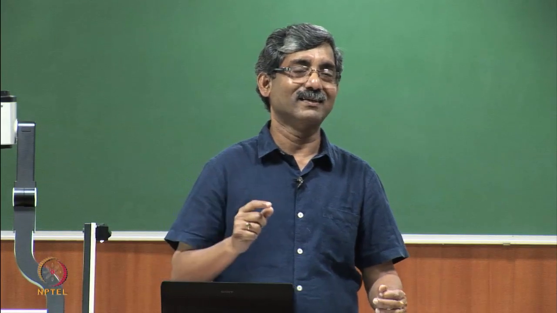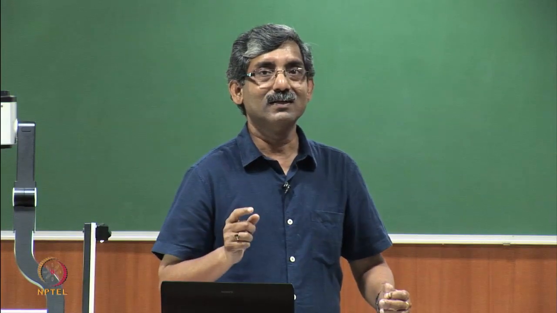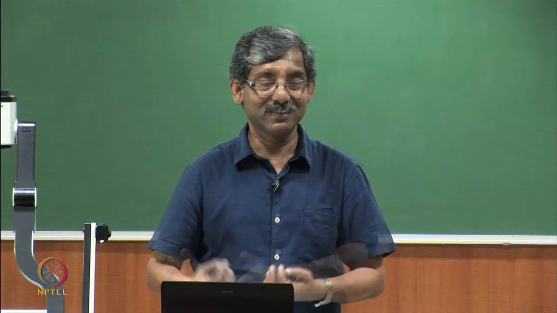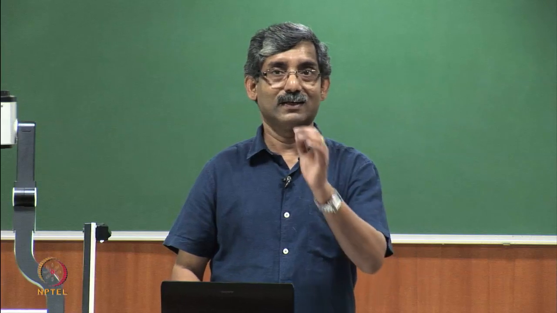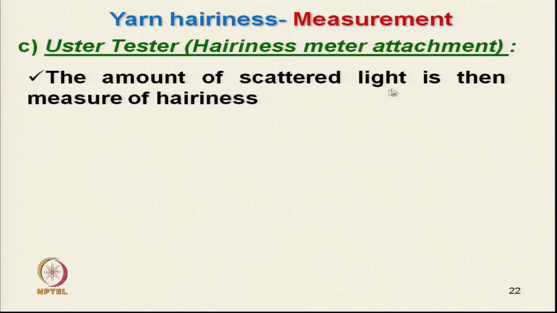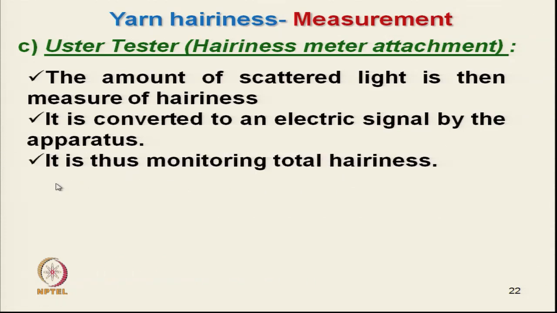And how are we getting the length from this intensity? It has been gauged from prior data that this much intensity means this is the length of the hairs. So, the amount of scattered light is measured, it is a measure of hairiness, and it is converted to an electric signal by the apparatus, thus monitoring the total hairiness.